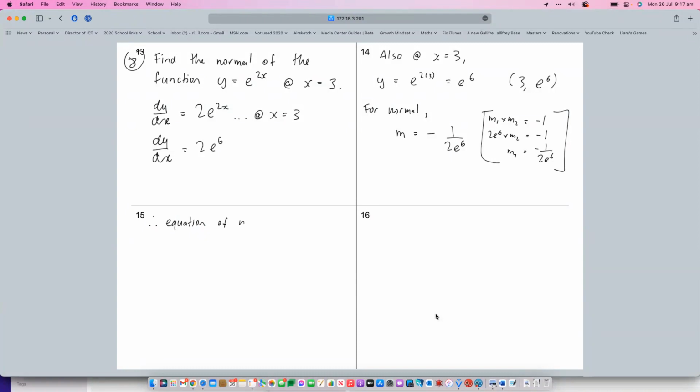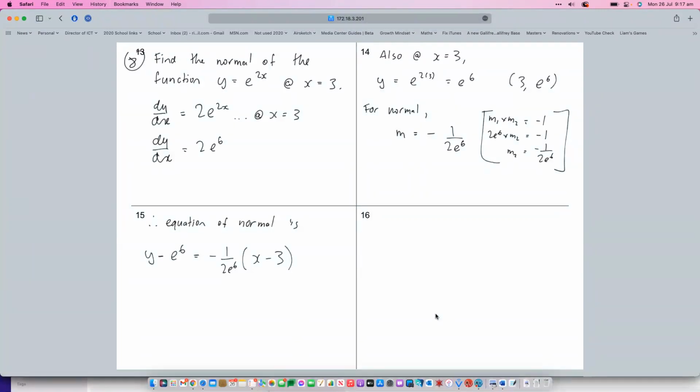Therefore, the equation of the normal, we just have to put all those pieces together, is y minus, what's the coordinate I had, e to the 6, is equal to negative 1 on 2e to the 6th, outside of x minus 3. That's it. That's it? Do you just leave it like that?